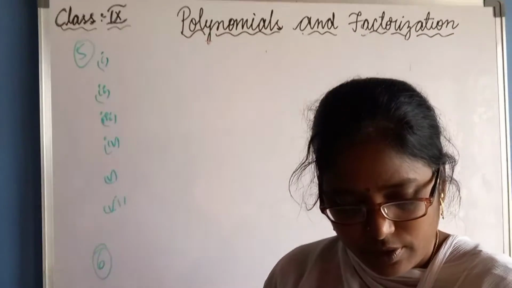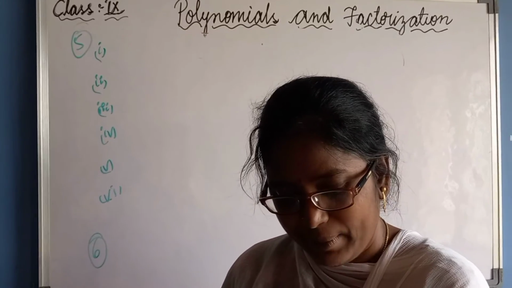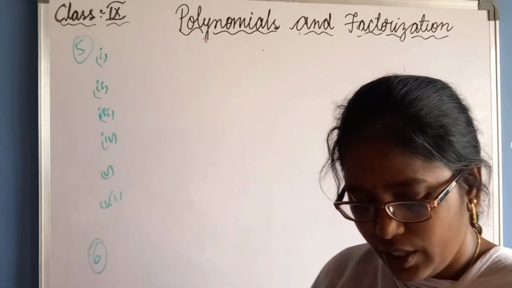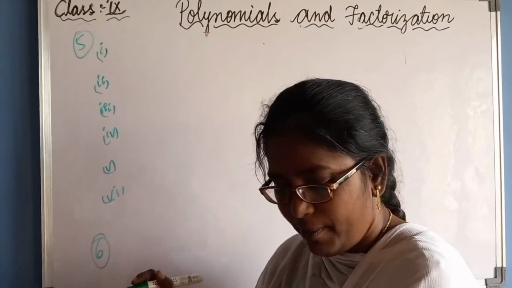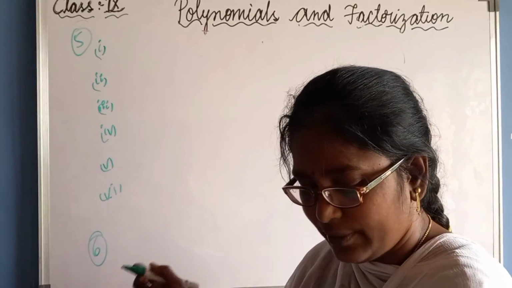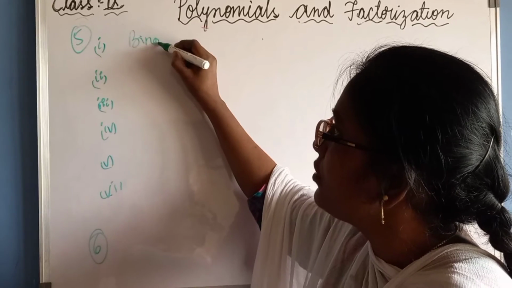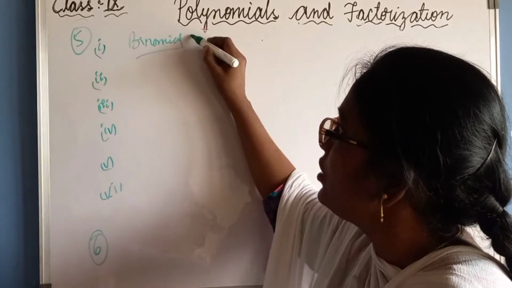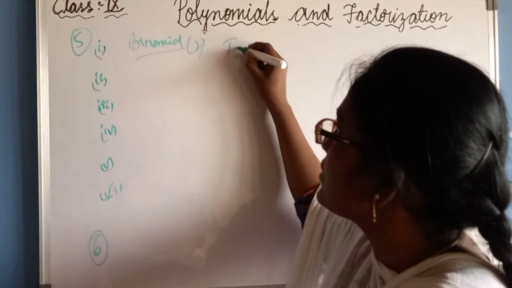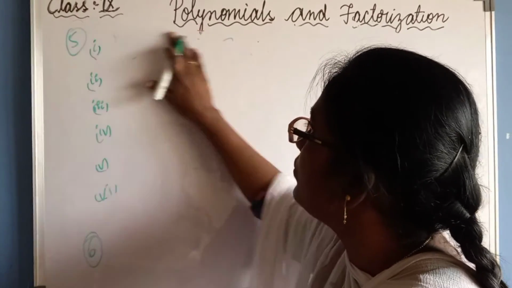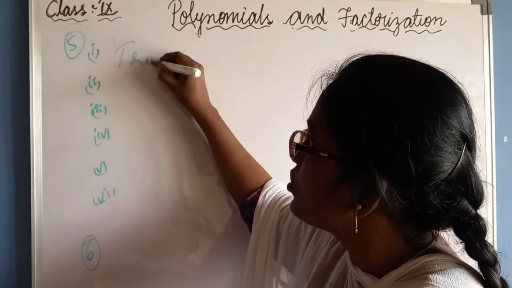Now the fifth question: write whether the following statements are true or false, justify your answer. Now the first one, a binomial has two terms. Binomial means which has only two terms, hence it is satisfied. The answer is true.